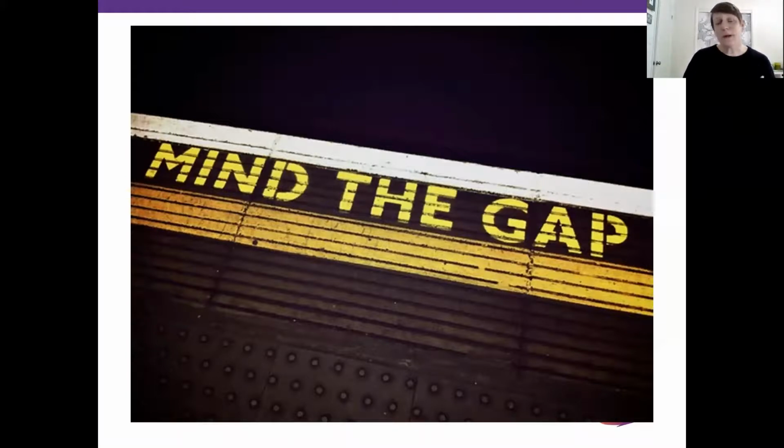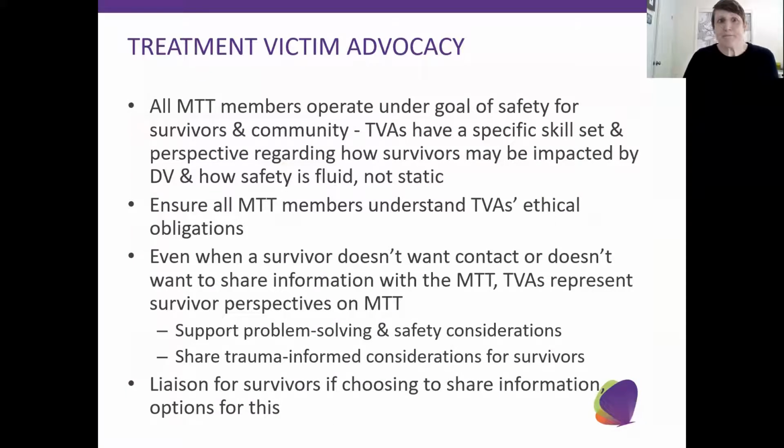We know that when survivors enter a system, for example the criminal legal system, most aren't going to know how it works until they're in it. And when they're in it, they're usually experiencing trauma, and that's not an easy time to take in information. So when each type of advocate knows how the others work, they can explain that too, and that can be really helpful. Just a little reminder.